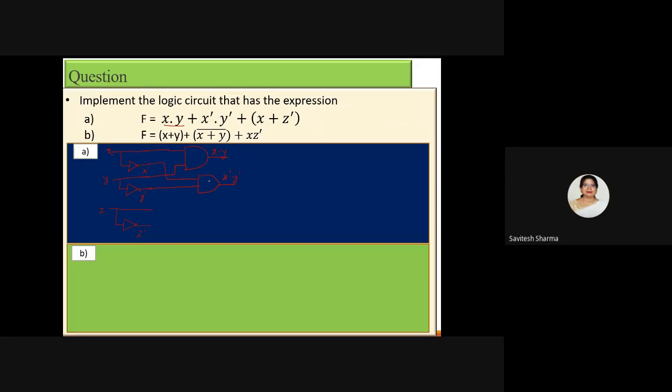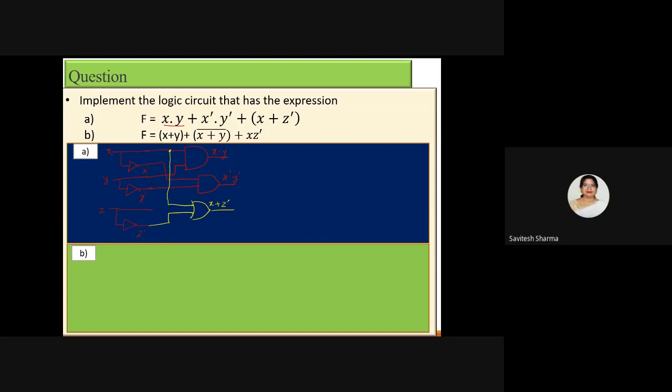Next is X plus Z bar. X is required here, so I will drag the X line from here. Please do it in your notebook and tally your answer with my answer. This last term is saying X plus Z complement, and it is connected with the plus sign. So I will take an OR gate, and it is giving you X plus Z complement.